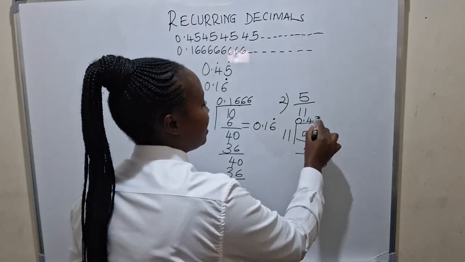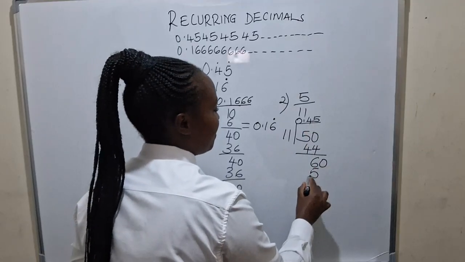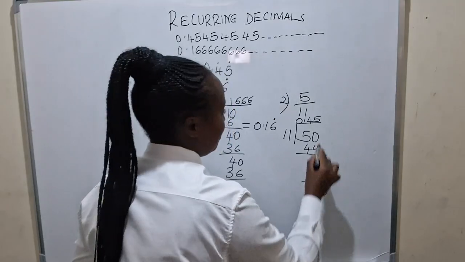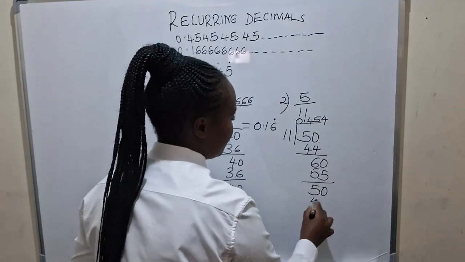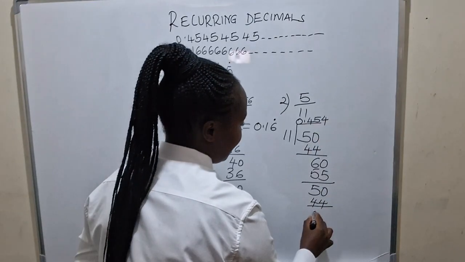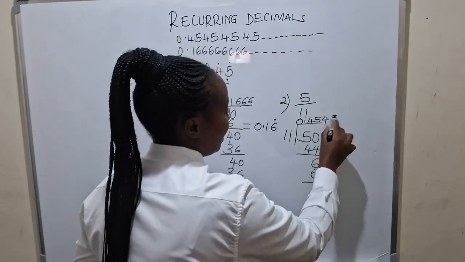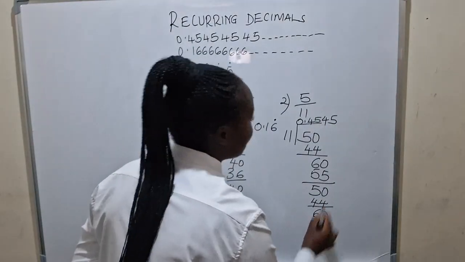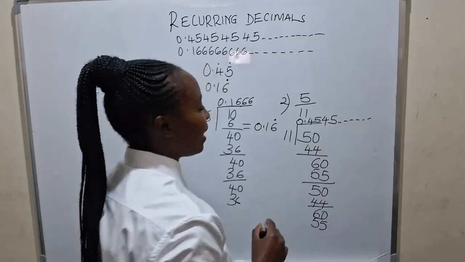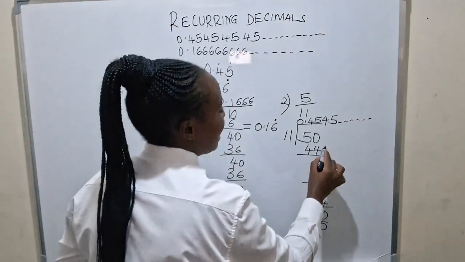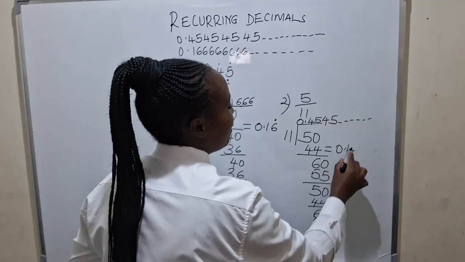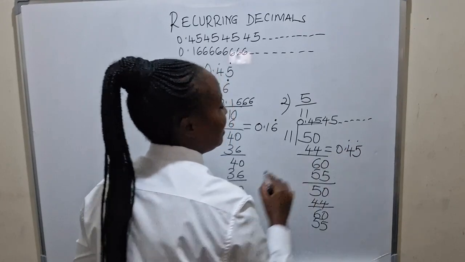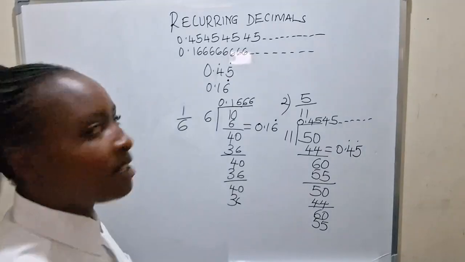60 divided by 11 is 5 because of 55. So I get 5. I add 0. Then again 4 because of 44. Then again I get 6. 0. I get 5. Okay? Because of 55. And it goes on and on. So I'll write my answer as 0.45 recurring. And both numbers are recurring, right?